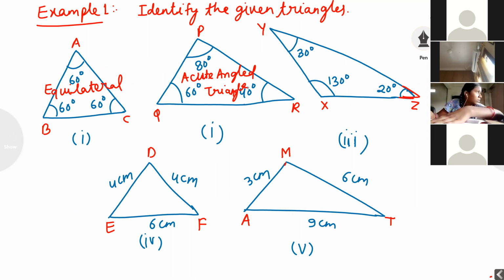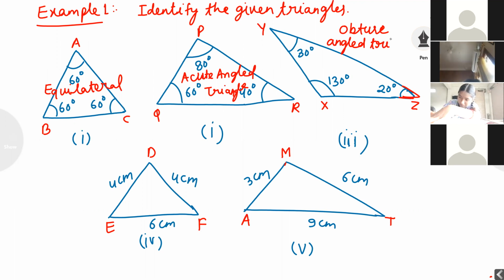Next, in third figure, students, are you observing? Just now I have given the definition of obtuse angle triangle. At least one angle is greater than 90 degree. That is called obtuse angle triangle. Note down, obtuse angle triangle. We can also say, students, obtuse triangle simply.